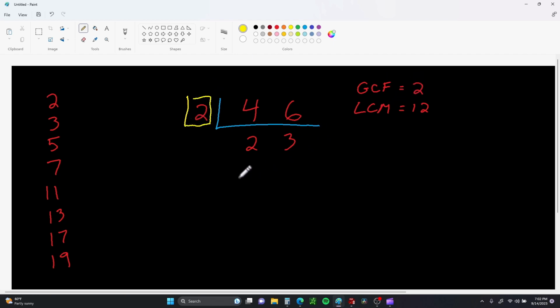To get the LCM, well, the LCM is going to be all of the outside numbers, 2 times 2 times 3, all multiplied together. So I do these two first. 2 times 2 is 4, and I bring down the times 3 and cross it off. And then 4 times 3 is 12. So there's the LCM.